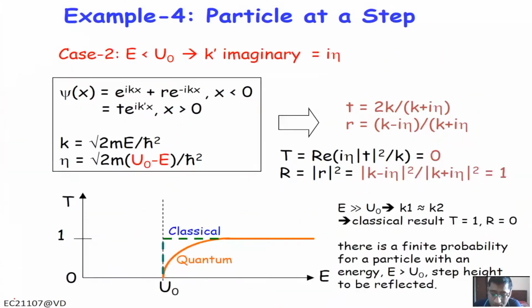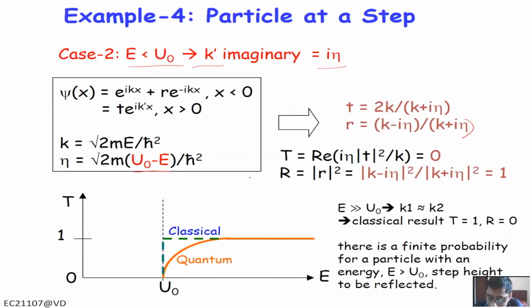Okay, very good. Now if the energy of the electron is less than the potential, then your k prime will be imaginary, and we can write k prime as iota eta, let's say, and then eta will be root of 2m (u naught minus e) by h bar square. And the expressions are exactly the same. You just replace k prime by iota eta, right? So this is 2k by k plus k prime, and reflection is k minus k prime by k plus k prime, just bracket here.